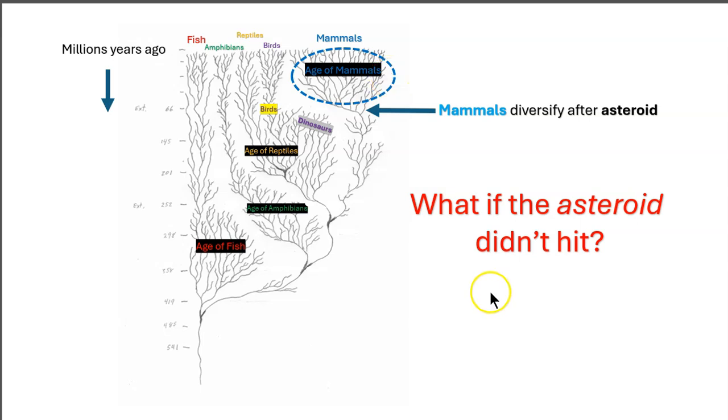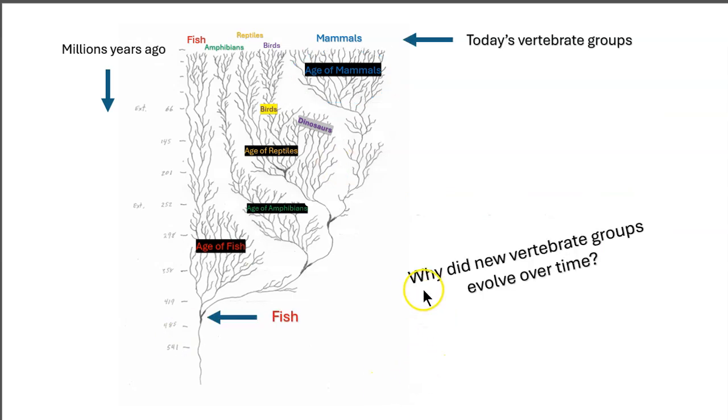So for modern biologists, then, the evolution of humans is just like the evolution of all the other vertebrates on this tree here, that these are historical events. Things could have been different. The evolution on planet Earth was not destined to lead to our type of species. So we'll finish with this question then. Why did new vertebrate groups evolve over time?